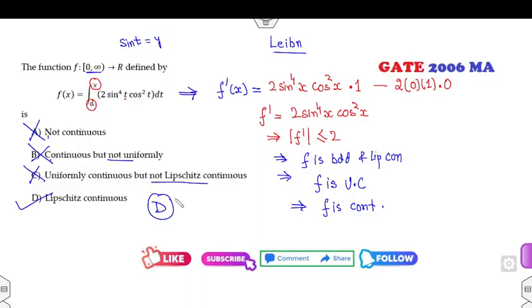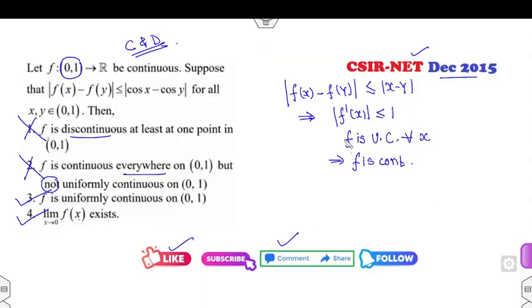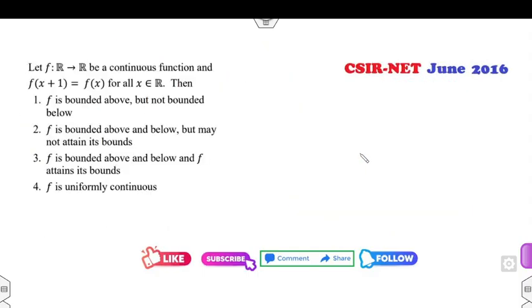Just try to think about my simple shortcut tricks. You can solve each problem in this same manner. You can analyze till the last, whether it's an examination of the GATE or of the CSIR NET. I use the same shortcut trick.